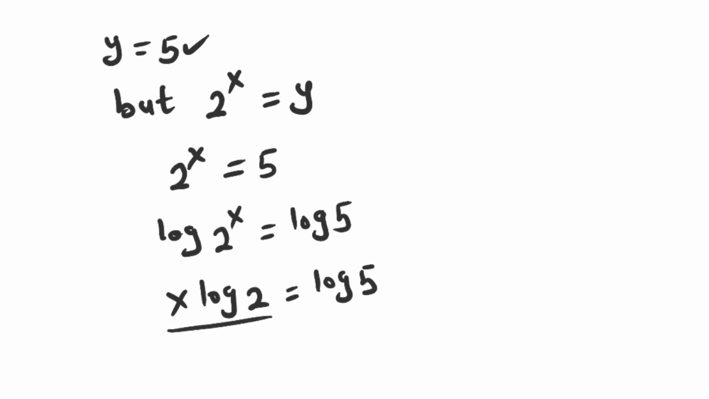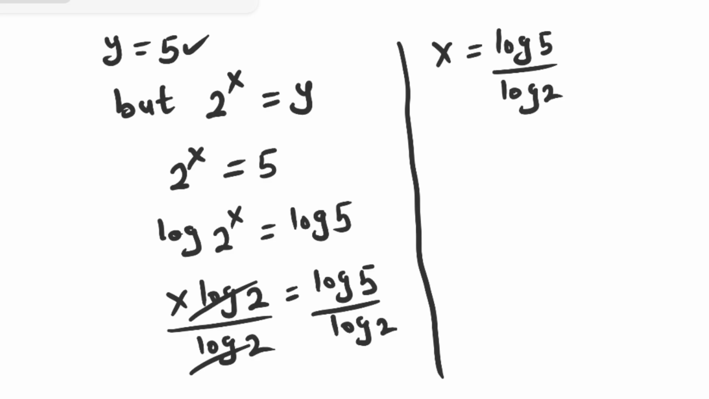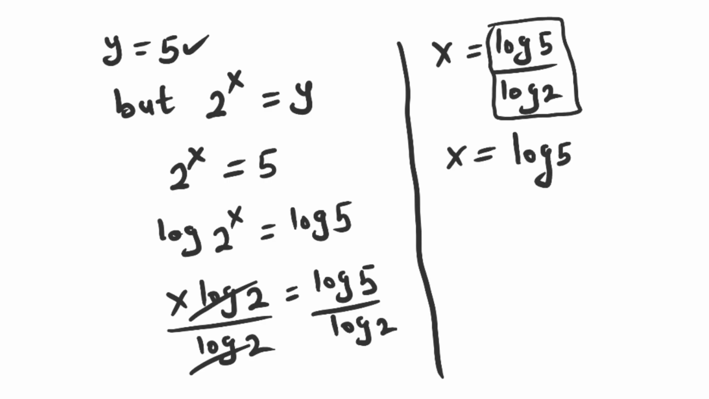Let's divide both sides by log 2. This log 2 cancels this log 2. a is equal to log 5 over log 2. Then a is equal to log 5 base 2. So this is the final answer.